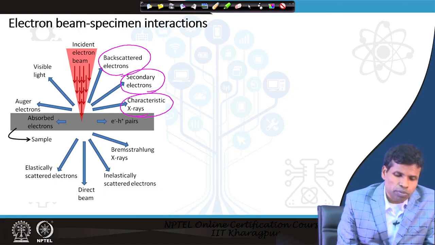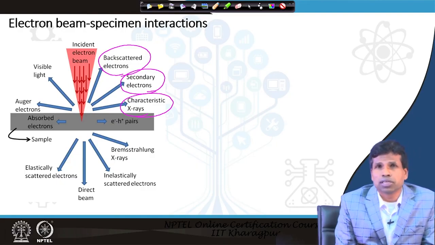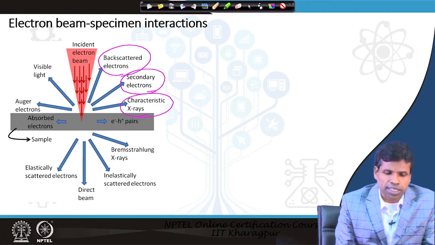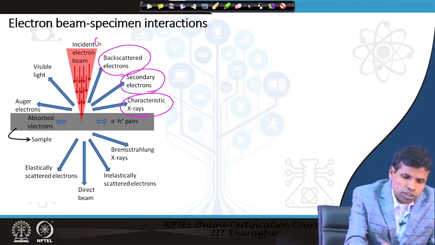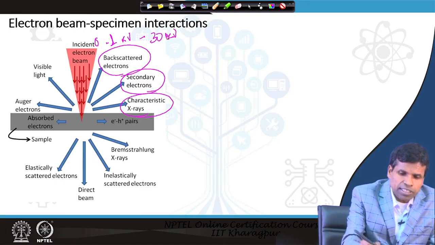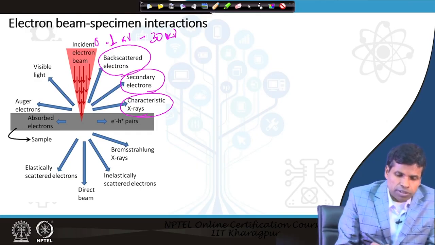When an electron beam of probe size around 1 nanometer is incident on the specimen, the signal is not generated actually within that 1 nanometer. The information will be generated from a region a little larger than that. When this electron beam is incident on the specimen, it undergoes different types of collision. There can be elastic collision or inelastic collision. The incident energy here is around 0.01 kV to around 30 kV, and the electrons penetrate the sample.